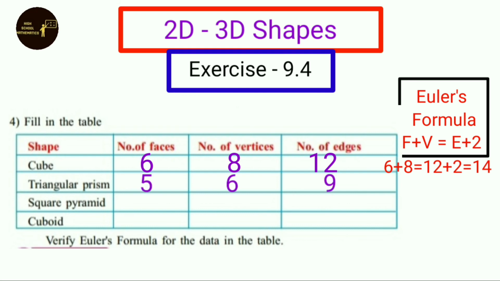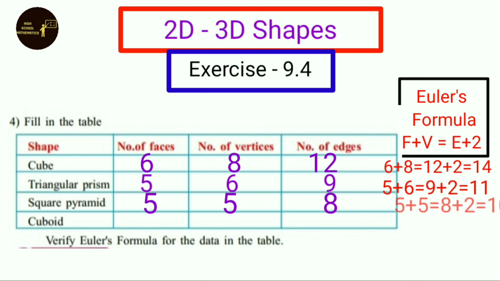A triangular prism has 5 faces, 6 vertices and 9 edges. Let us see Euler's formula. Faces plus vertices, that is 5 plus 6, equals 11. Edges plus 2, that is 9 plus 2, equals 11. A square pyramid has 5 faces, 5 vertices and 8 edges. Let us see Euler's formula. Faces plus vertices, 5 plus 5, equals 10. Edges plus 2, that is 8 plus 2, equals 10. Therefore Euler's formula is verified.